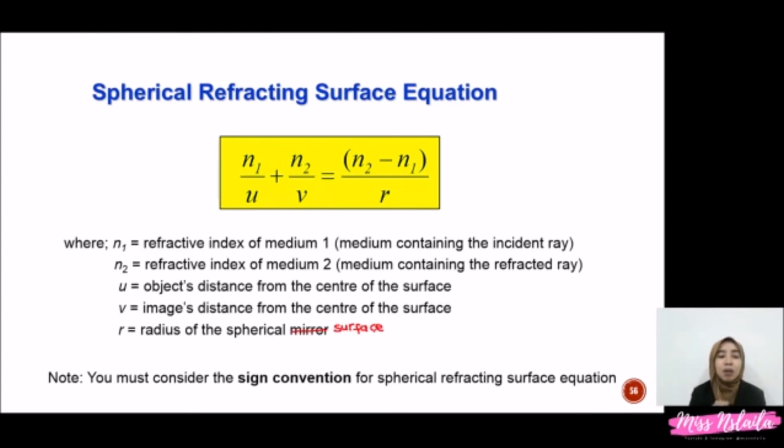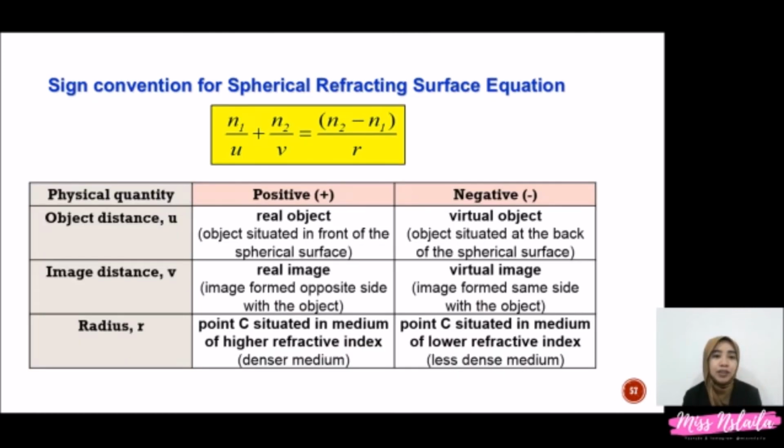U is the object distance from the center of the surface. V is the image distance from the center of the surface, and R is the radius of the spherical surface. So R depends on the position of C. To determine R, look at where the point C is. To apply this equation, you need to consider the sign convention, so please be careful to understand the sign convention.